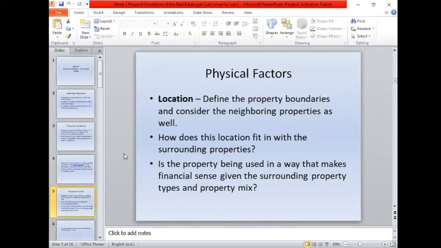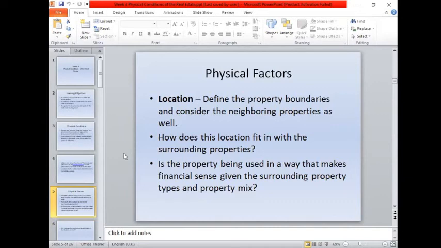So what are the physical conditions or physical factors of real estate that we consider in the appraisal? First is the location. It is part of the introduction, because it can also define the boundaries of the properties and consider the nearby areas or neighboring properties as well. There are some questions about the location to consider as a physical factor.